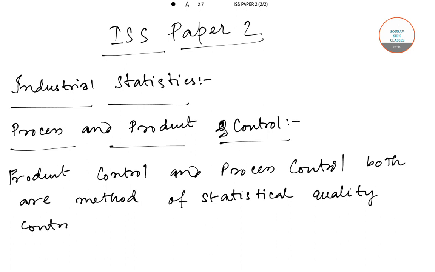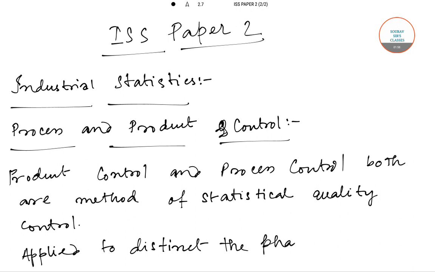Now these two methods are basically applied to distinct phases of plant operation.